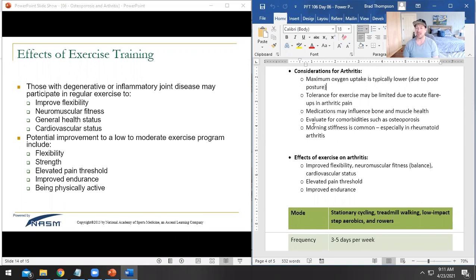So because of that, we need to be aware that their ability to do cardiovascular exercise can be limited. Tolerance for exercise may also be limited due to flare-ups. This is a very painful condition, right? When you are dealing with that joint pain and that swollen nature of your joints, it's very, very, very painful because you've got this hard tissue grinding on this other hard tissue. So your tolerance for exercise with your clients may be a little bit lower. They just simply might not be able to deal with the pain or the recovery time.